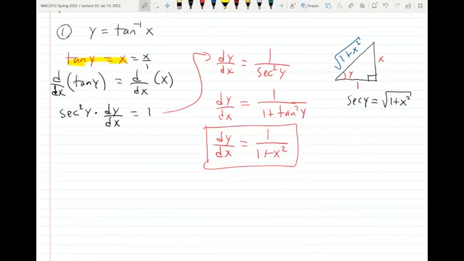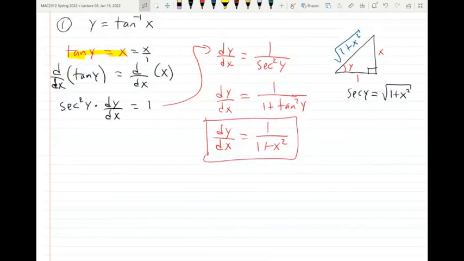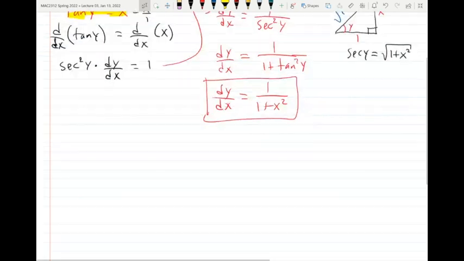Anyways, yes? Where did you get the secant of y equal to? Look at the triangle. What's secant equal to? That's hypotenuse over adjacent, right? So hypotenuse is the square root of 1 plus x squared, and adjacent is equal to 1. Everybody okay with this? The bottom line is that this is what you need to remember: the derivative of the inverse tangent. I'm just showing you why it is equal to that.